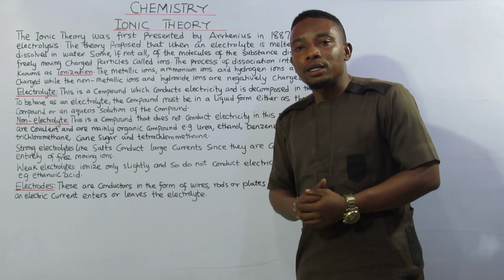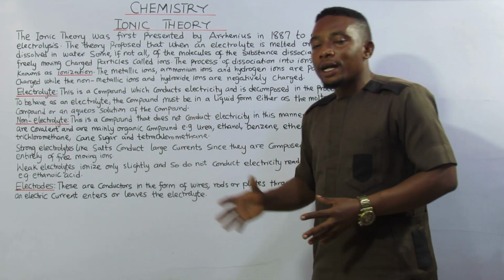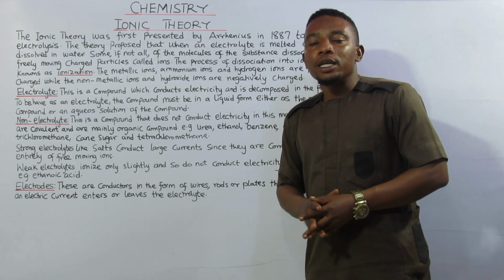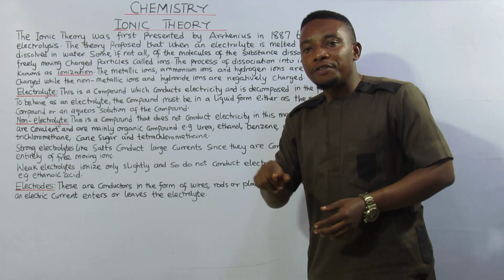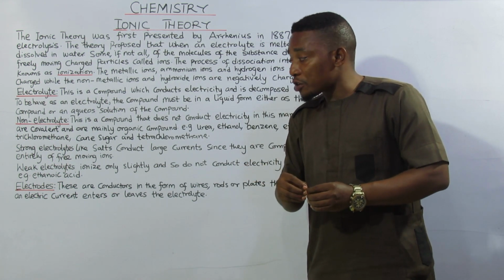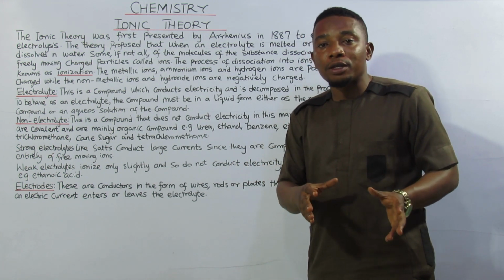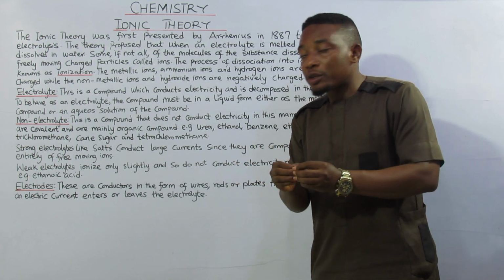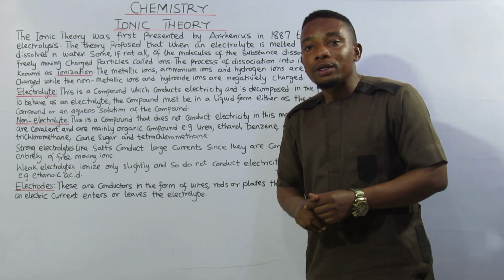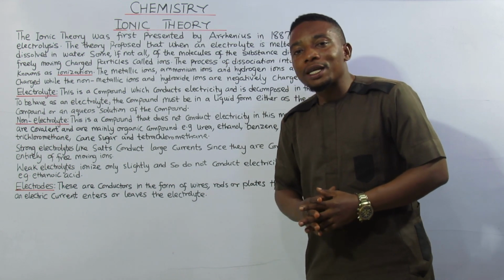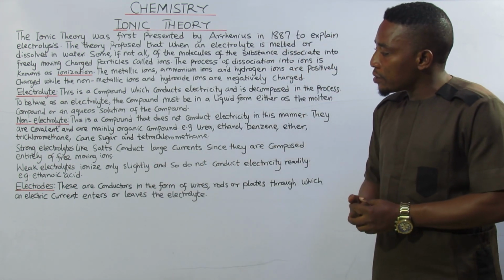Example, we have ethanoic acid. In ethanoic acid, when dissociation occurs, normally you have 4 hydrogen atoms, but ionically, it is only 1 hydrogen ion that will dissociate. So in that case, it has few ions.